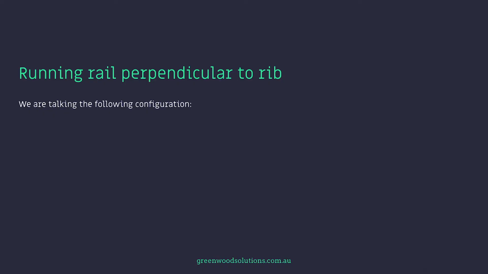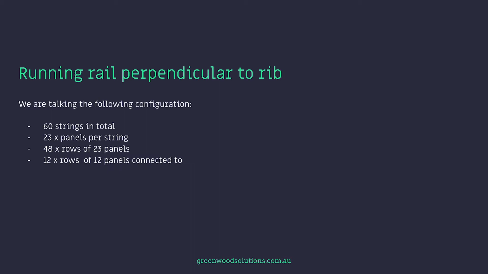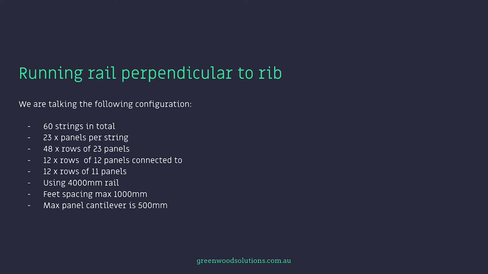Running rail perpendicular to the rib. Now, we're talking the following configuration. You've got 60 strings as mentioned in total. 23 panels per string, 48 rows of 23 panels, and 12 rows of 12 panels connected to 12 rows of 11 panels. We're using 4,000 mil rail, and we've got a feet spacing maximum of 1,000 mil, and you've got a max panel cantilever of 500 mil, and the panel dimensions are nice and easy, 2,000 by 1,000 mil.